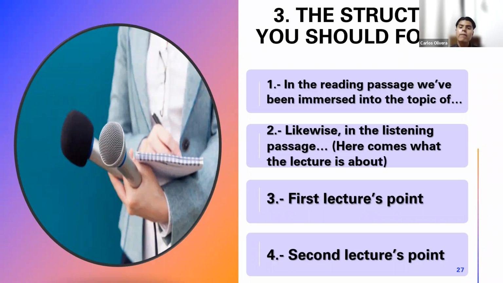As you can see here, we have a connector. It says "likewise," which means, of course, asimismo, right? Likewise, in the listening passage, and here comes what the lecture is about. Right here is basically your summary of the lecture. So, for example, coming back to our topic of mitosis, in the reading passage, we've immersed to the topic of mitosis, blah, blah, blah, blah.